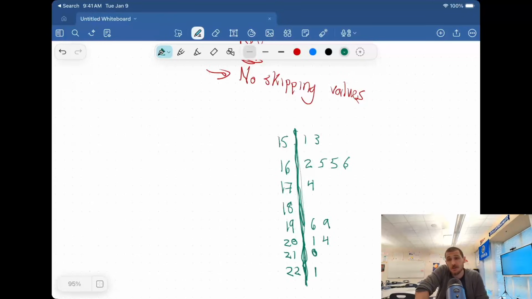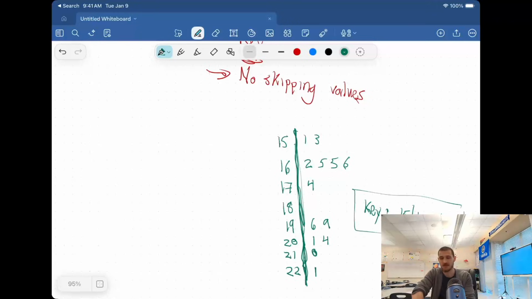And that's my distribution. But I have to remember a key where I tell you that, for example, 15 line 1 is equal to 15.1. It does not matter what number you use for your key. You can use any value in the data set for your key. Okay, hopefully that all made sense.